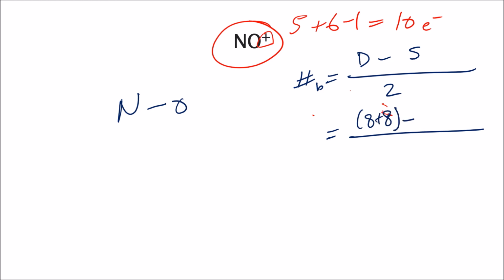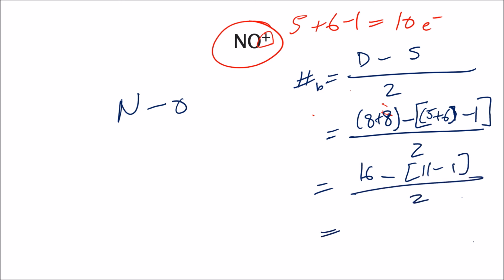Supply-wise, I have N with 5 valence electrons and O has 6 valence electrons. And then I need to look out for hydrogen, not here, so I don't have to worry about it. What about cation anion? Yes, there's a plus sign, so I put a minus 1 here because it has lost an electron. Divide by 2. 16 minus 6 plus 5 is 11 minus 1 over 2. 16 minus 10 over 2 is equal to 6 over 2 is equal to 3.